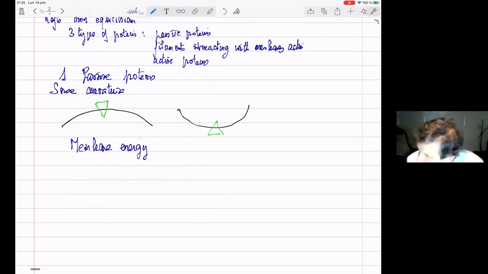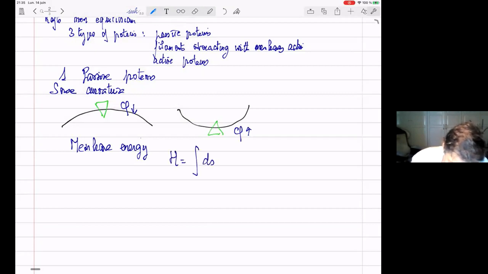And this membrane energy will depend on the geometry of the membrane, on the curvature, but it will also depend on the concentration in 2 dimensions of the protein that go downwards, phi minus, and the protein that go upwards, phi upwards. So the membrane energy is a sum over the surface of the membrane.